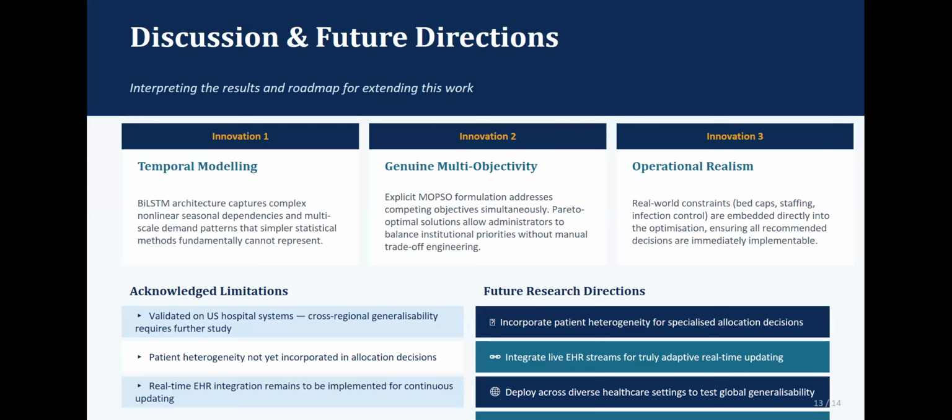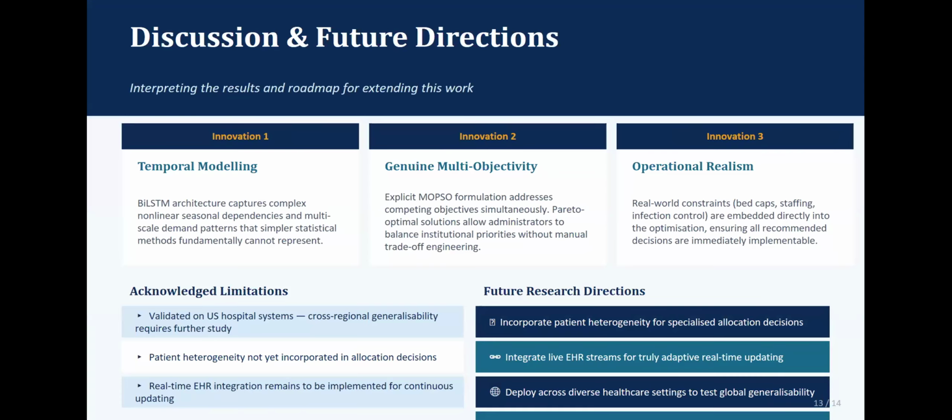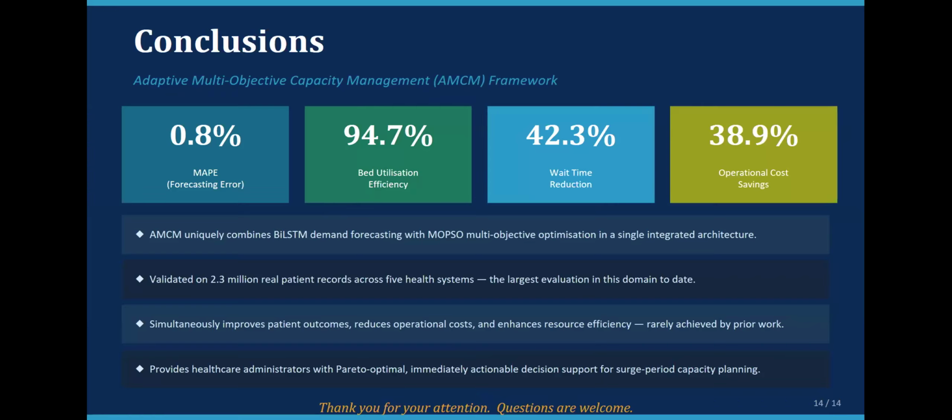At the same time, we have some limitations as well. Validation on US hospital systems, which needs to be very rigorous, is in process. We are trying to get it done. Patient heterogeneity has not been incorporated, and we keep that for upcoming research directions. And real-time EHR integration remains to be implemented for continuous updating, because we had the patterns which were already there, and we have just collected them. However, the system does not incorporate real-time EHR integration, so that once there is a change in the EHR, the pattern should again start changing.